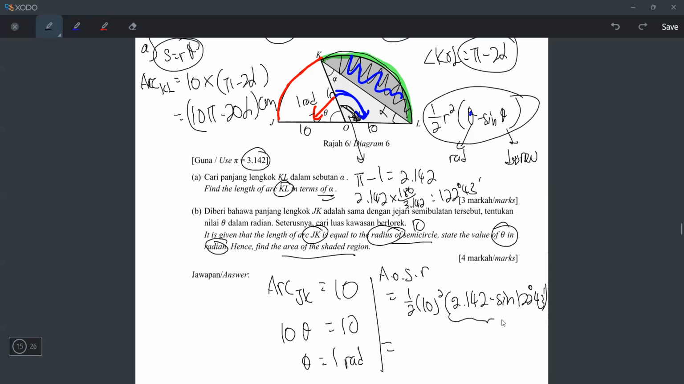And then now press the whole thing. But I will press this first, and I will use the answer button. So I'll just press sine answer equals. And then 2.142 minus answer equals. And then answer times 50. So 65.03. Actually it's 0.29, so 0.3 cm squared. Okay. So that's how you do this question. Right? Okay, let's keep going.